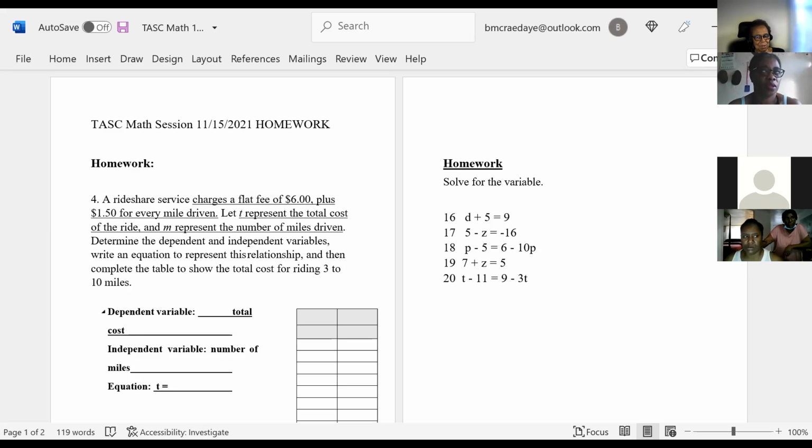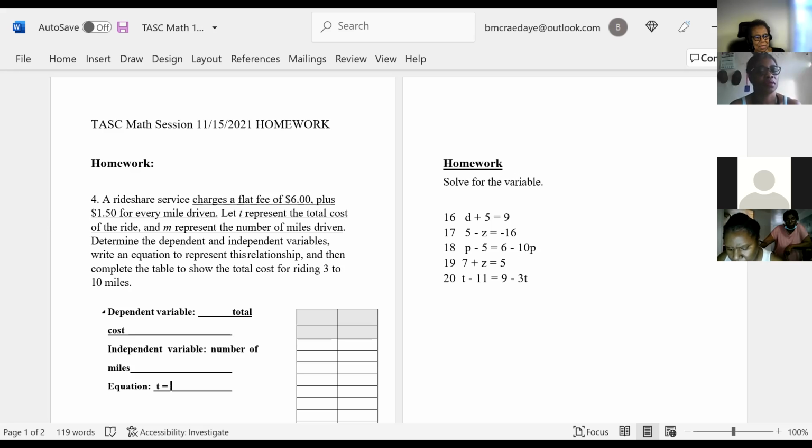It would be equal to 600 plus, equal to the 150. The slope has to have the X next to it. So what's the number for the slope?